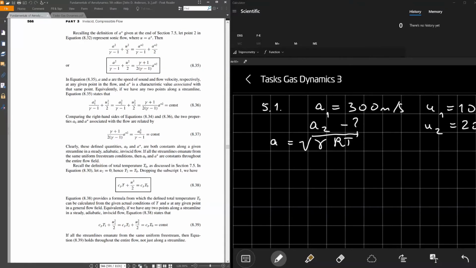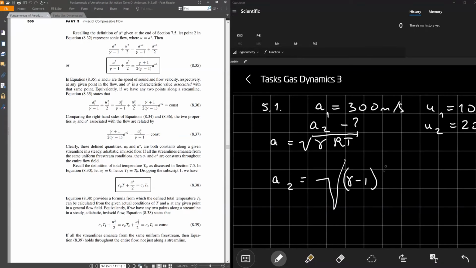Equation 836, and here the flow properties are given. So from this equation 836, we can express the speed of sound. What we do, we put to the left velocity squared divided by 2, and then we multiply all by gamma minus 1 and take a square root. So I will write that A2 would be the square root of 1 divided, multiplied by gamma minus 1, right?